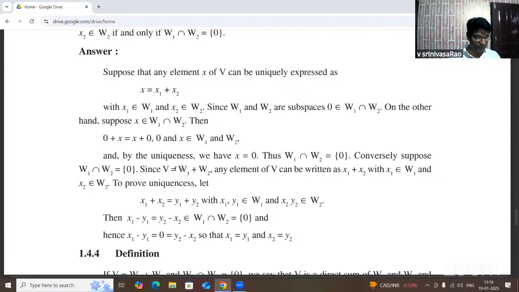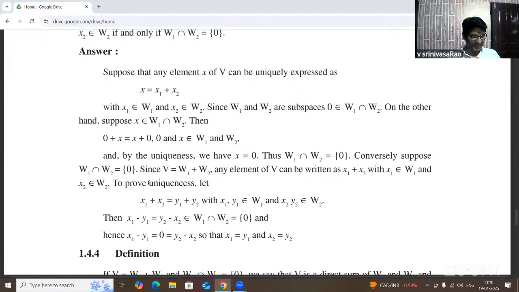Here x belongs to V, x1 belongs to W1 and x2 belongs to W2. That is the unique representation in the form of a linear combination. Uniqueness means we write it in terms of x and in terms of y. Both are sums of vectors, so they are equivalent. So now x1 equals y1 and x2 equals y2.